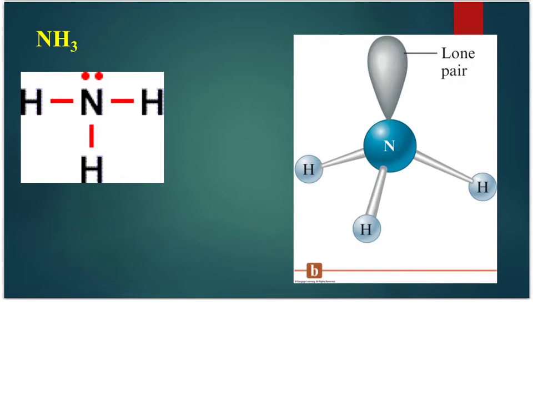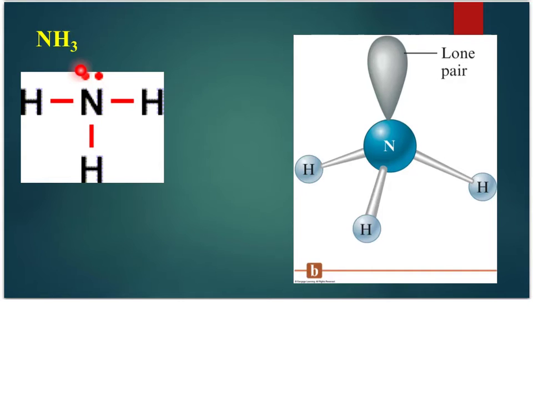Ammonia, NH3. So if we look at our bonding groups and lone pairs, we have 1, 2, 3 bonding groups and 1 lone pair. If you look on your chart, 3 bonding groups, 1 lone pair. That gives us 4 areas of electron density. So it's going to be tetrahedral for our electronic structure, but our molecular structure will be trigonal pyramidal.